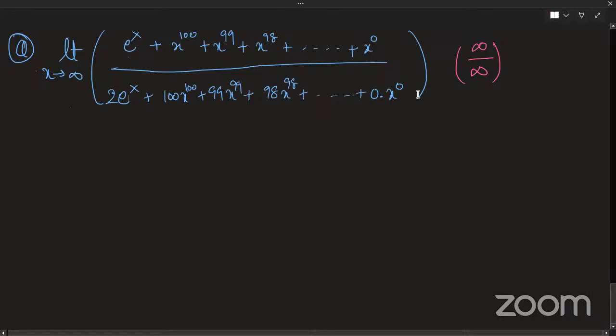What about the denominator? The same will happen in the denominator also, right? Yes, it will be 0. So I can just directly write it as e raised to x divided by 2 e raised to x. My answer is half, 1 by 2.